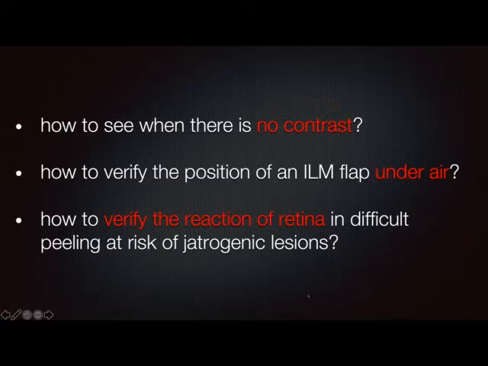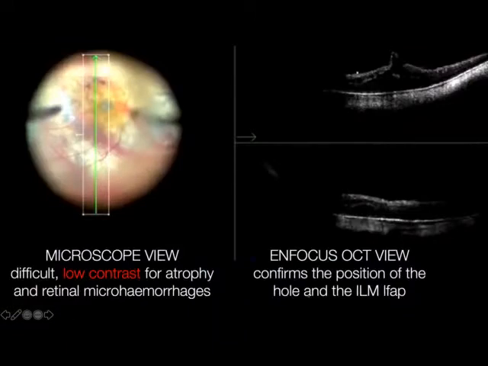So how to see when there is no contrast, when we have to verify the position of an ILM flap under air, how to verify the reaction of the retina in difficult peeling at risk of iatrogenic lesion. This is an example of low contrast from atrophic changes in the choroid in a case of macular hole and some macular degeneration. On the right, the in-focus OCT shows exactly the position of the hole and the ILM on top of it.